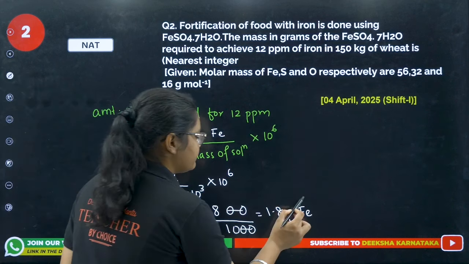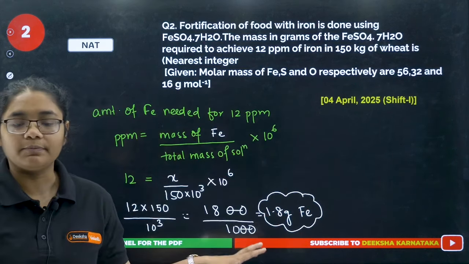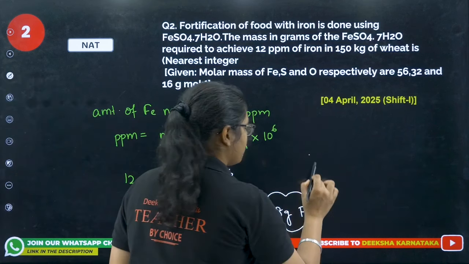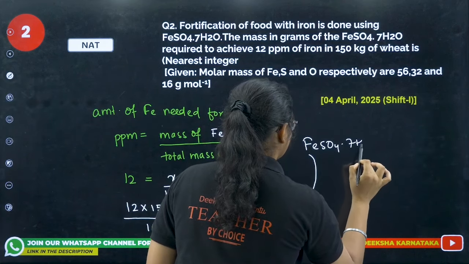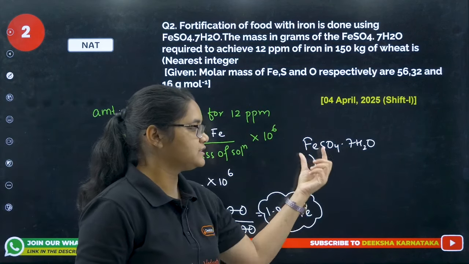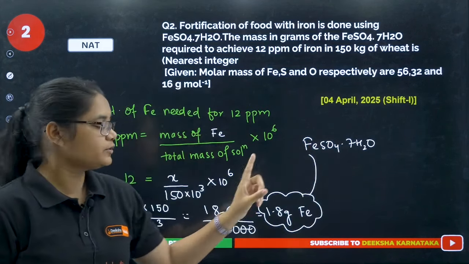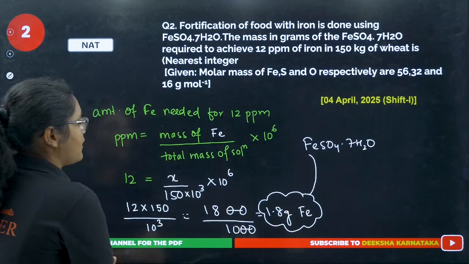So now how much Fe is needed? I have got 1.8 gram. But this Fe will be obtained from where? This Fe will be obtained from FeSO4.7H2O. So now the question is arising, how much FeSO4.7H2O is to be added so that I'll get 1.8 gram of Fe? Okay, so now this is the second part of the question.